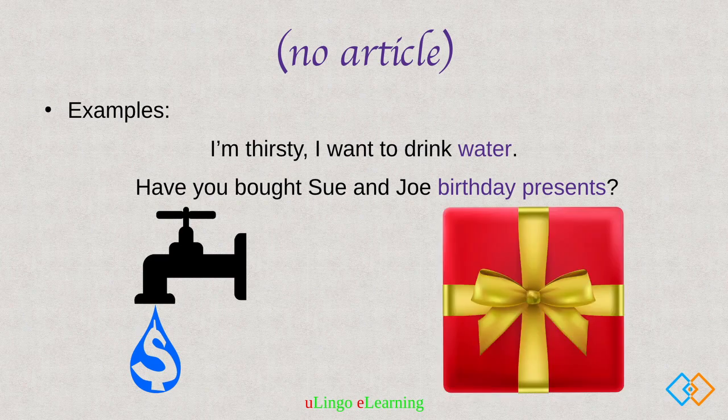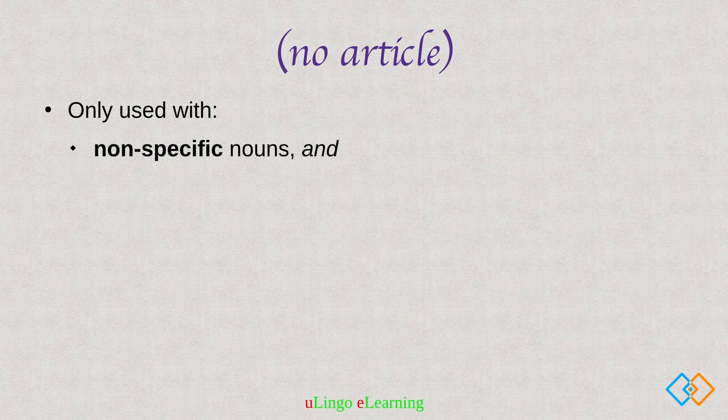You can see that there are no articles before water and birthday presents because we want to talk about them in general. So then, we get the rule for not using an article. No article only happens before non-specific nouns and uncountable or plural nouns.